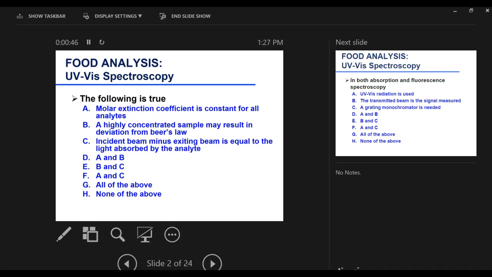We'll also talk about the fact that the incident beam, that means the light that hits the sample, some of the molecules are going to absorb some of that light, and then the rest of the light is going to be transmitted through the sample. Incident beam minus the transmission beam is not equal to absorption, and we'll talk about that because not all of the light is going to go through. Some light is going to be reflected, some light is going to be scattered. So the incident minus the exit beam or transmitted beam is not equal to the absorbed light.